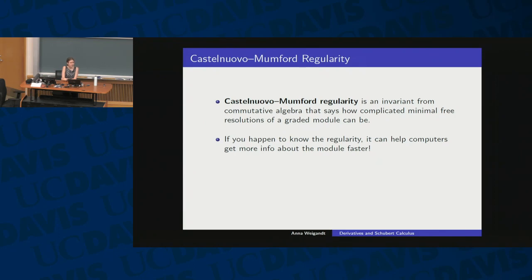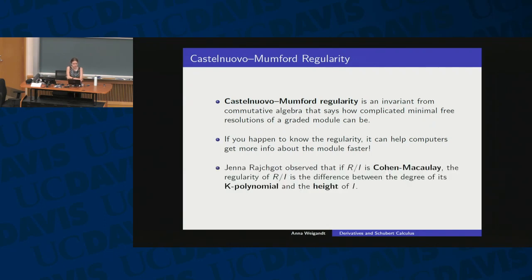So in particular, one might care about regularity if you want to do computations that tell you things about modules. So maybe you want to find Gröbner bases, maybe you want to compute free resolutions. If you happen to know the regularity, you can tell the computer you don't have to work that hard. You can just stop at this point, and it can speed up computations for you. So it can help you discover more information about the module a lot faster.